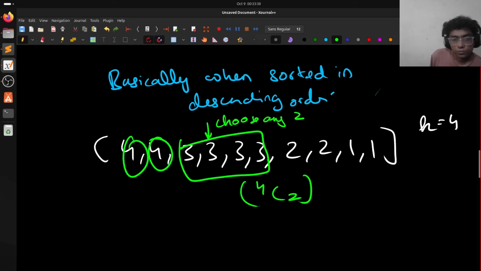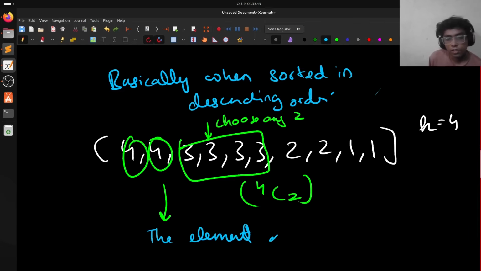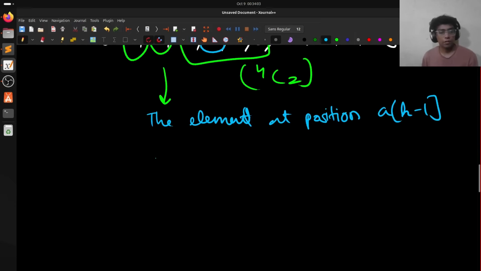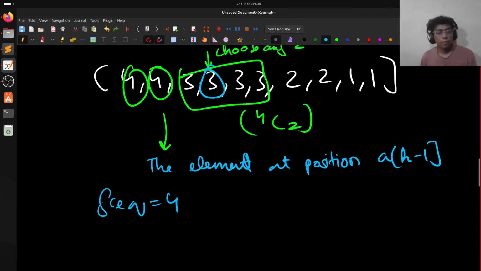So yeah, once we have sorted in descending order, the element at position A of k, or technically if you say zero index, it would be A of k minus 1. So element at position A of k minus 1, that will be this element. What frequency does it have? Right, the frequency is equal to 4, and the number of this element which are less than or equal to k, right? So there are two occurrences, so we need to choose two of these, right?